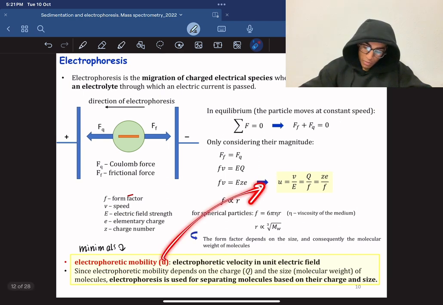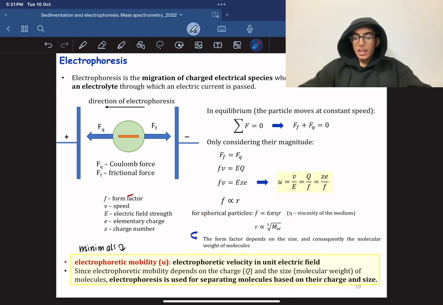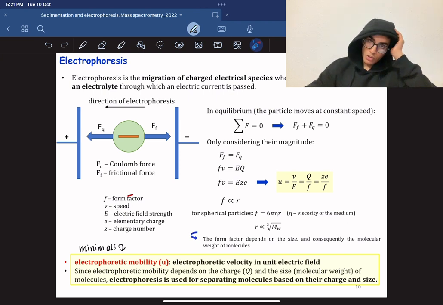Over here we have the formula for that, pretty simple. U is equal to V by E. V is velocity, E is electric field, of course, EF. Now, what it also depends on, okay, U, that is electrophoretic mobility, is the charge of the particle divided by the frictional coefficient.